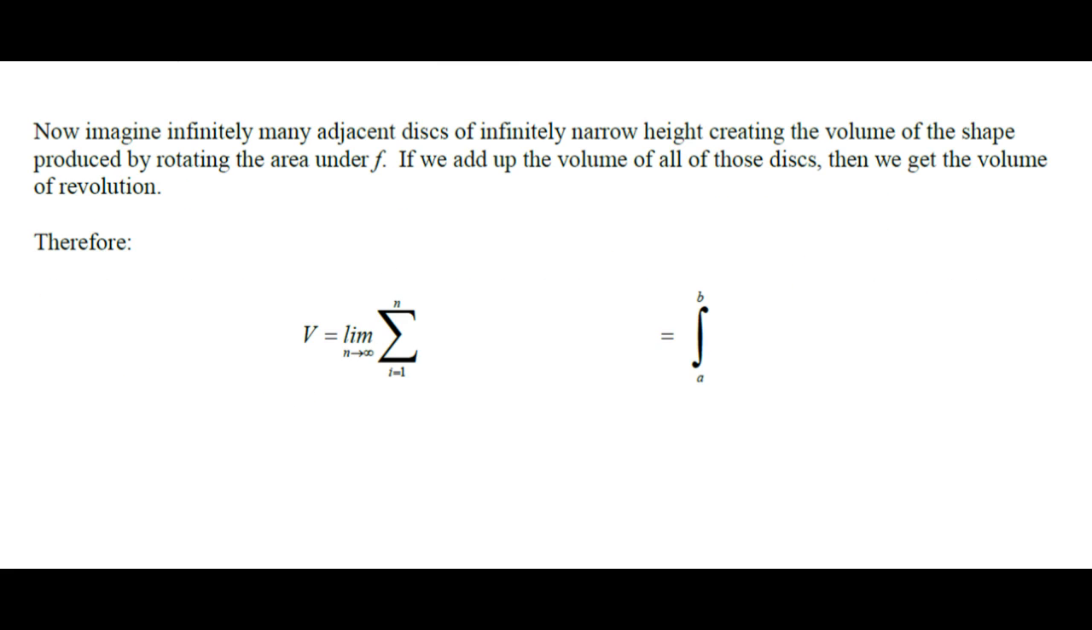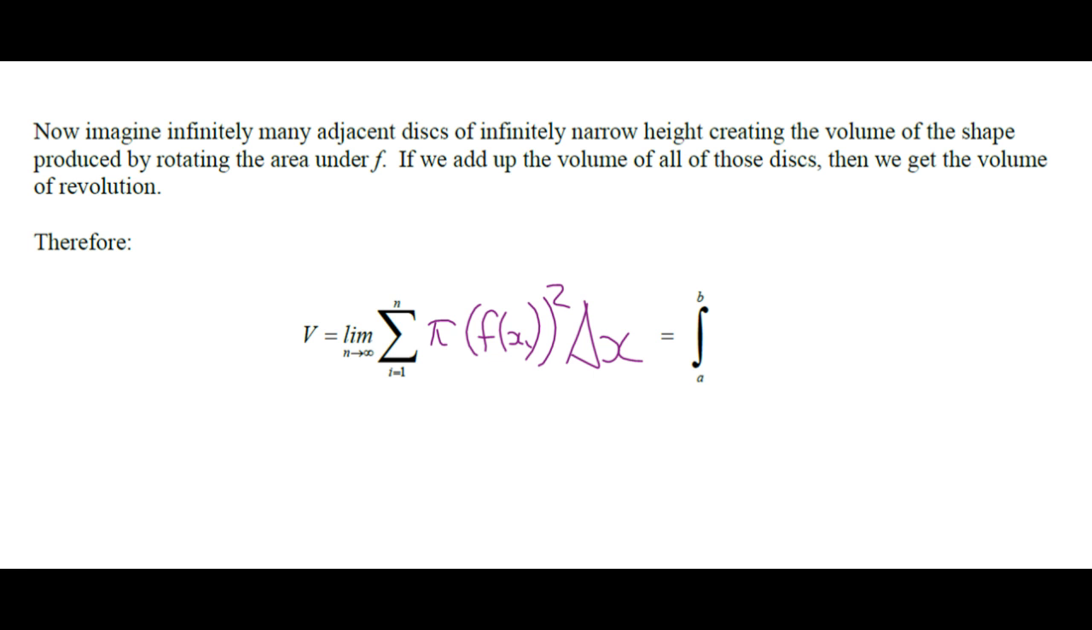Okay? Now, if we imagine infinitely many adjacent disks of infinitely narrow heights, creating the volume of the shape produced by rotating the area under f, and we add up the volume of all those disks, then we will get the volume of that solid, right? So the volume of revolution. So V is equal to the limit, as n approaches infinity, of the sum from i equals 1 to n of pi r squared h.